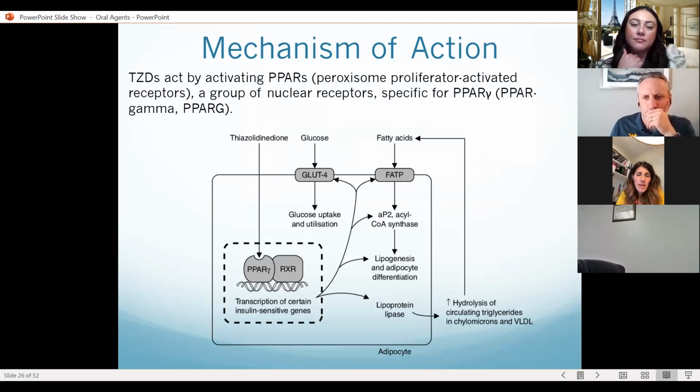The mechanism of action of this drug is the TZDs act by activating what's called the PPAR, or the peroxisome proliferator activated receptor, which you can see over there on the left-hand side. It's a group of nuclear receptors, and through a cascade of events, it basically works on your GLUT4 receptor, which you can see at the top of the cell, to cause glucose uptake and glucose utilization.